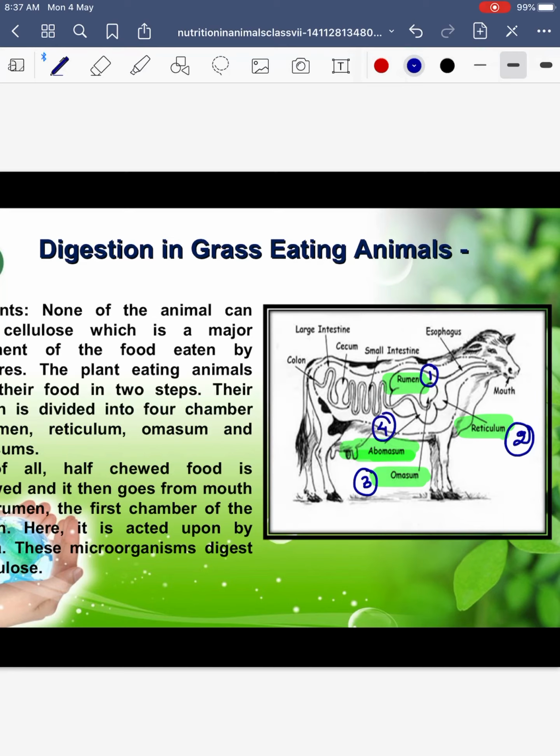So whenever the cow is eating, it will chew the food first in the mouth, and then that food will go into the first chamber, which is the rumen. Now in the rumen there are various bacteria and microorganisms which break down the food. That half-chewed food from the rumen will go to the second chamber now. Which was the second chamber? That is the reticulum. From the reticulum, this food again goes back to the mouth.